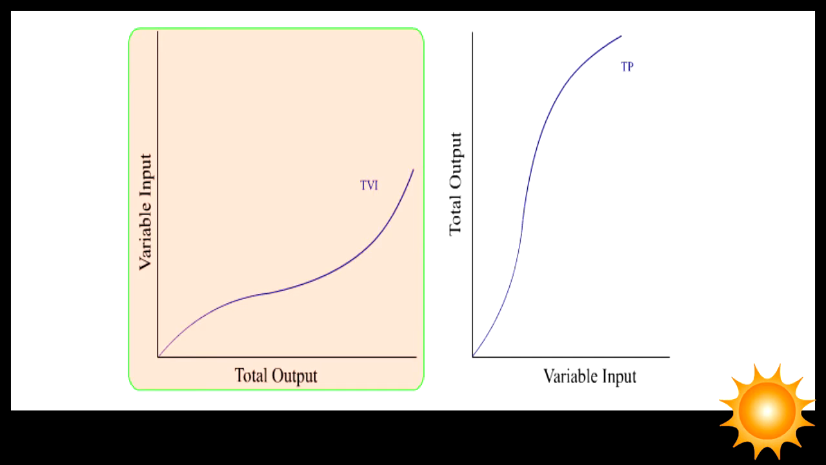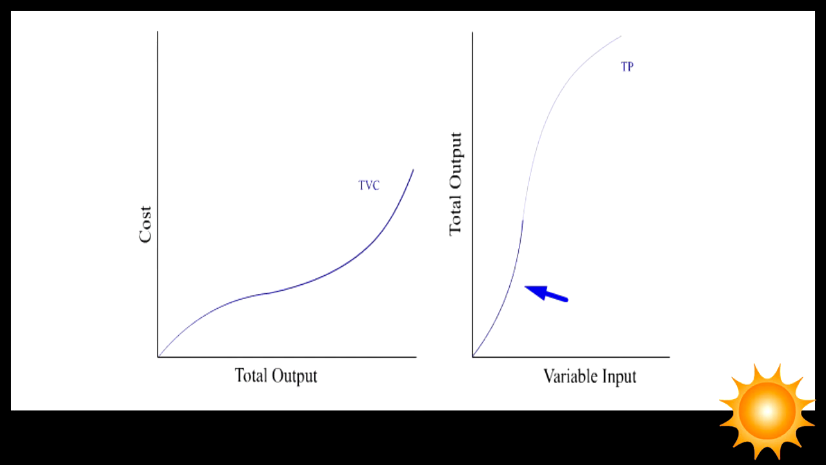Here we assume the unit cost is $1, so the vertical axis retains the same scale and is simply relabeled as cost. The increasing slope segment of TP is mirrored by the decreasing slope segment of TVC. The decreasing slope segment of TP is mirrored by the increasing slope segment of TVC. The inflection point of TP is mirrored by the inflection point of TVC.